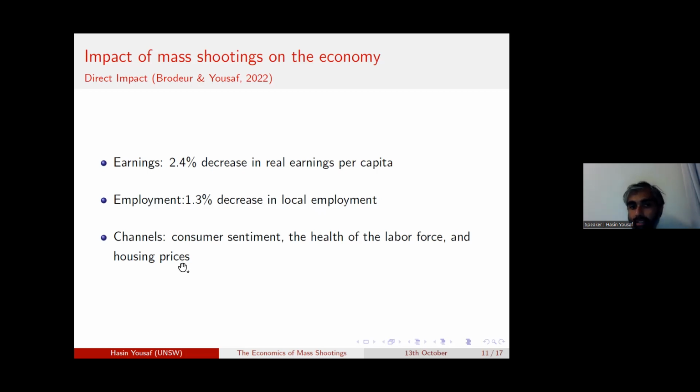Similarly, there is a decrease in house prices in areas where mass shootings occur compared to other areas. House prices are one of the biggest wealth components of a lot of families. Once house prices go down, that has a wealth effect, and people start spending less, and that has a spillover effect on the local economy, leading to less earnings and employment.